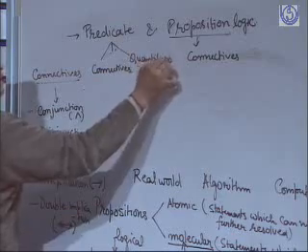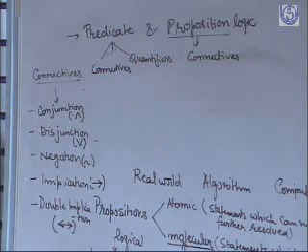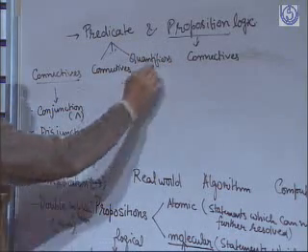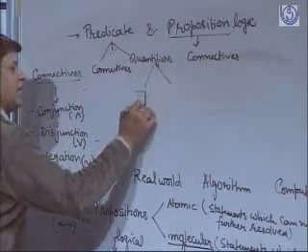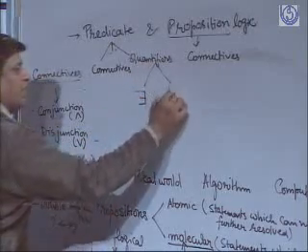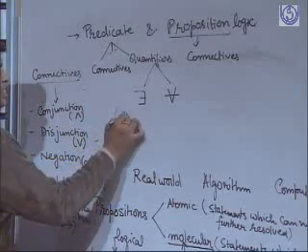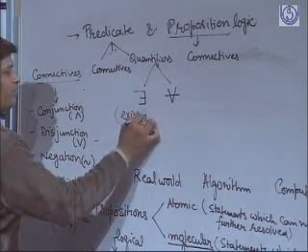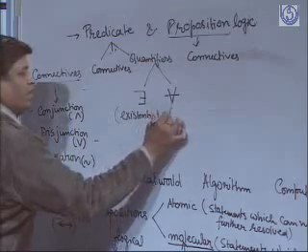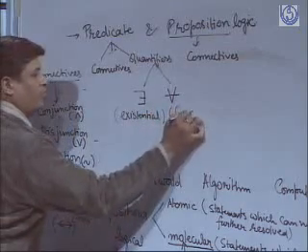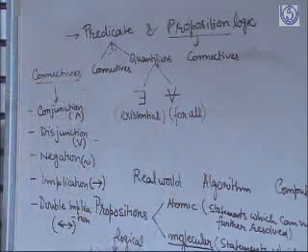Why do we need quantifiers and what are the types of quantifiers? The quantifiers are categorized into two types. One is known as the existential quantifier and the other is known as the universal quantifier, the for all quantifier. This is the existential quantifier and this is for all, that means the universal quantifier.